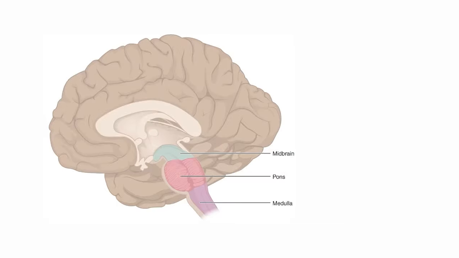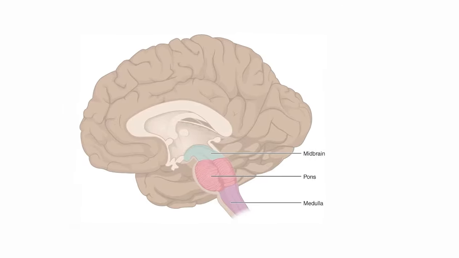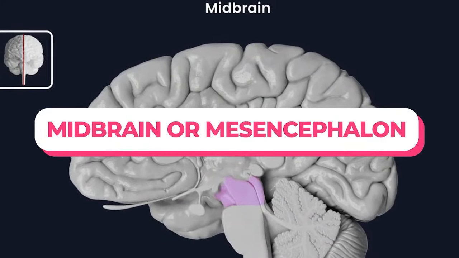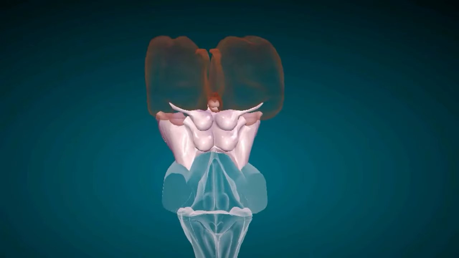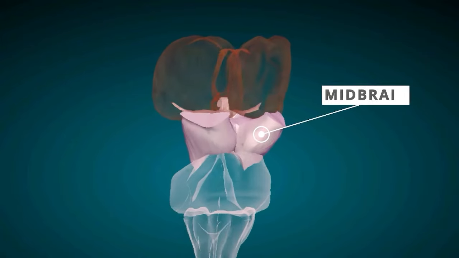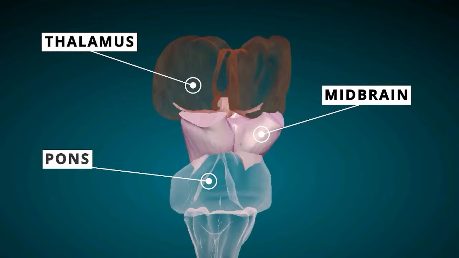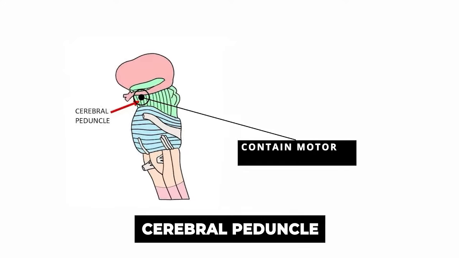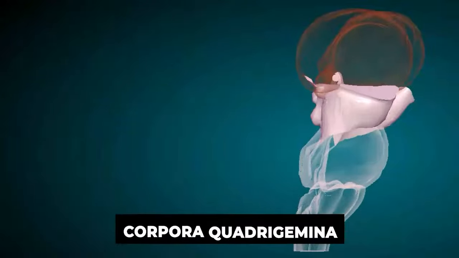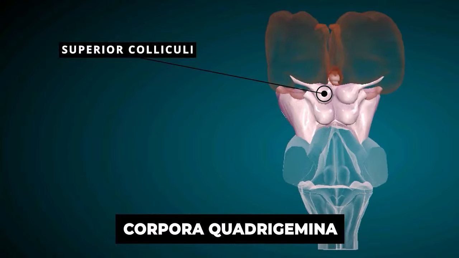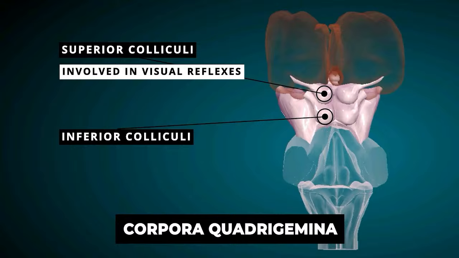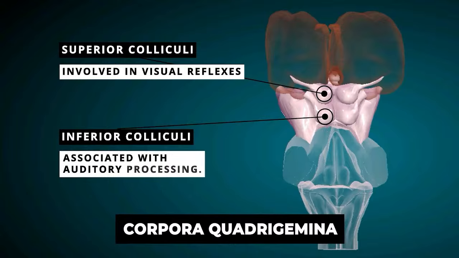Components. The brainstem can be divided into three main structures, each with specific features and functions. Midbrain or mesencephalon. The most superior portion of the brainstem, the midbrain, is located beneath the thalamus and above the pons. Prominent structures include the cerebral peduncles, which contain motor and sensory tracts, and the corpora quadrigemina, composed of the superior and inferior colliculi.